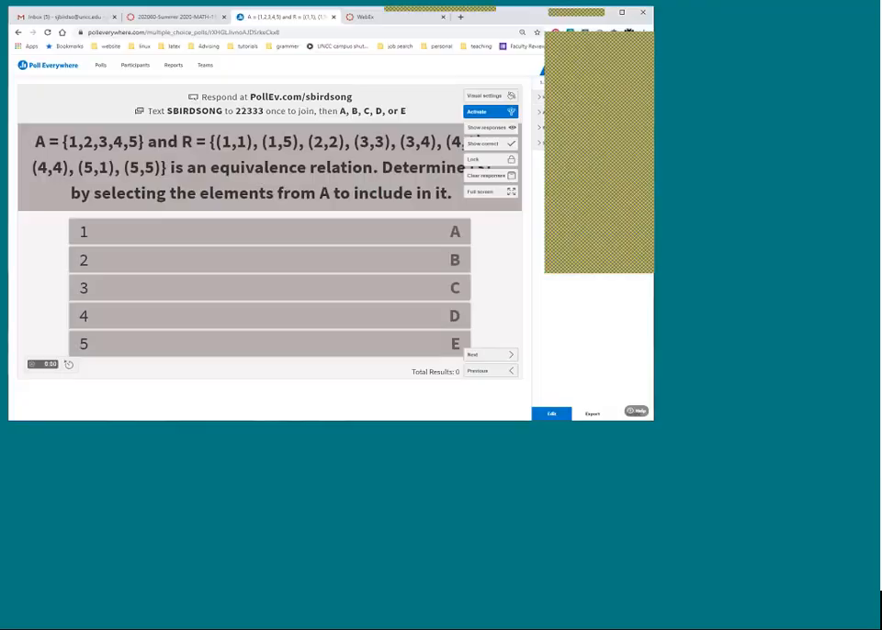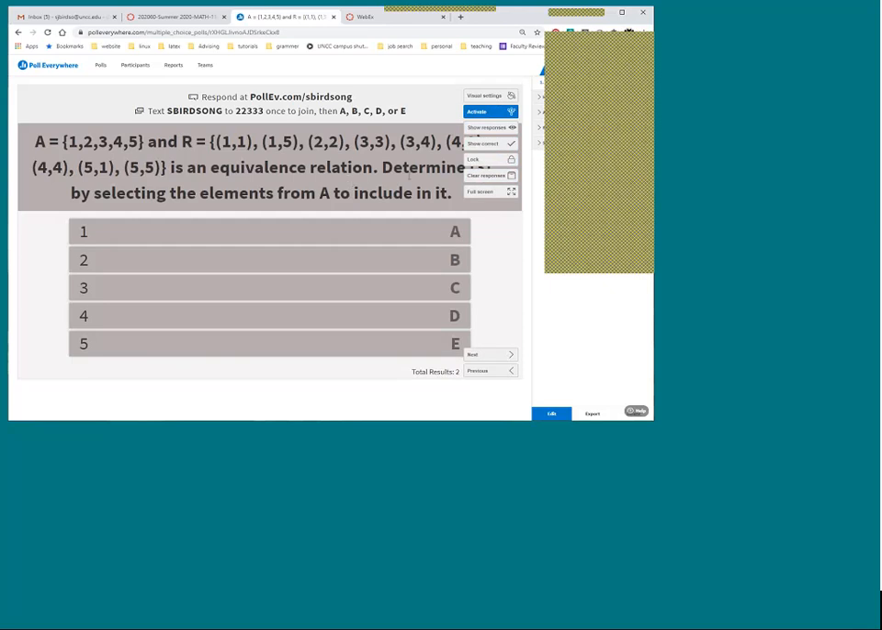So in terms of this guy right here, our building set for this example is going to be the numbers 1 through 5. Our relation is the ordered pairs (1, 1), (1, 5), (2, 2), (3, 3), (3, 4). The one that you can't quite see here is (4, 3). Then (4, 4), (5, 1), and (5, 5). And I'm going to go ahead and tell you straight up right here that this is an equivalence relation.